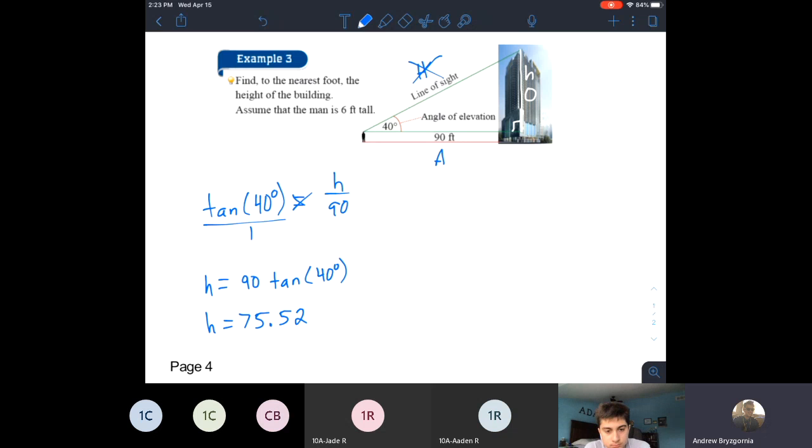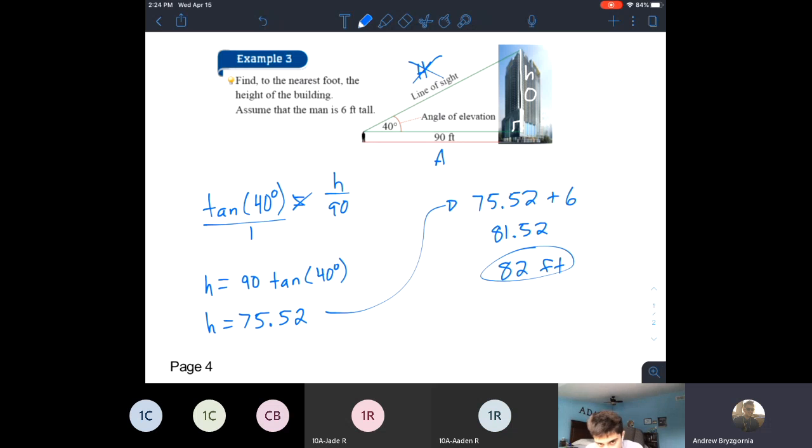Then the next thing is that it said that we're supposed to also include that the man is 6 feet tall. So of course we're going to get then 81.52. And it said round to the nearest foot. So this ends up being a building that is 82 feet tall. Also, I don't think the picture is very representative. That appears to have a lot more height than 82 feet. But that's how we would be able to find the height then of the building.